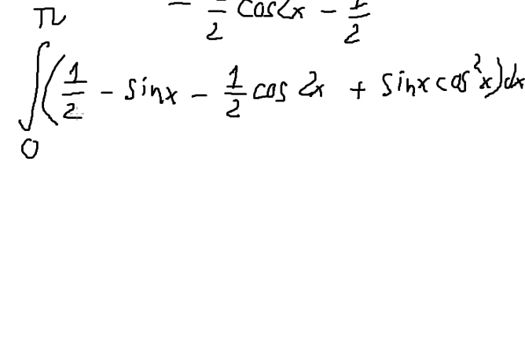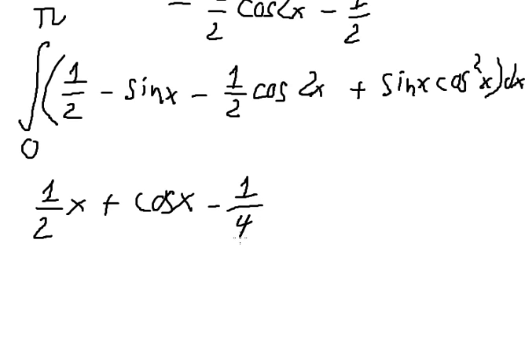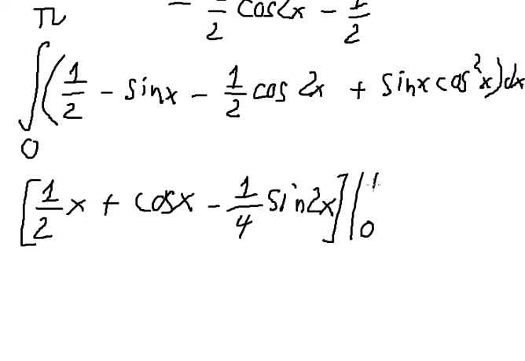The integral of 1 over 2, you got about 1 over 2s. The integral of negative sine s, you got about positive cosine s. This one, you got about negative 1 over 4 sine 2s. So I will put the bounds in here. Now I will concentrate on this one.